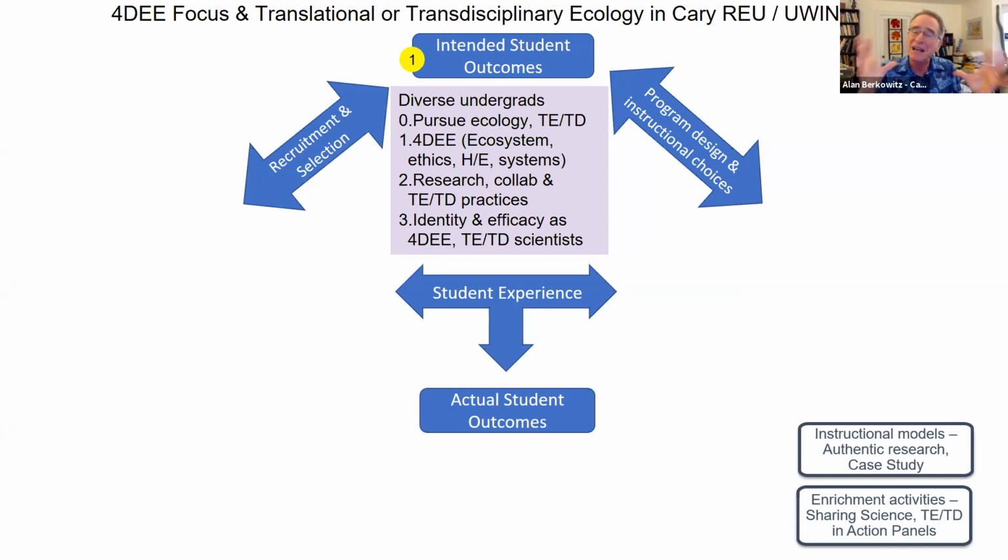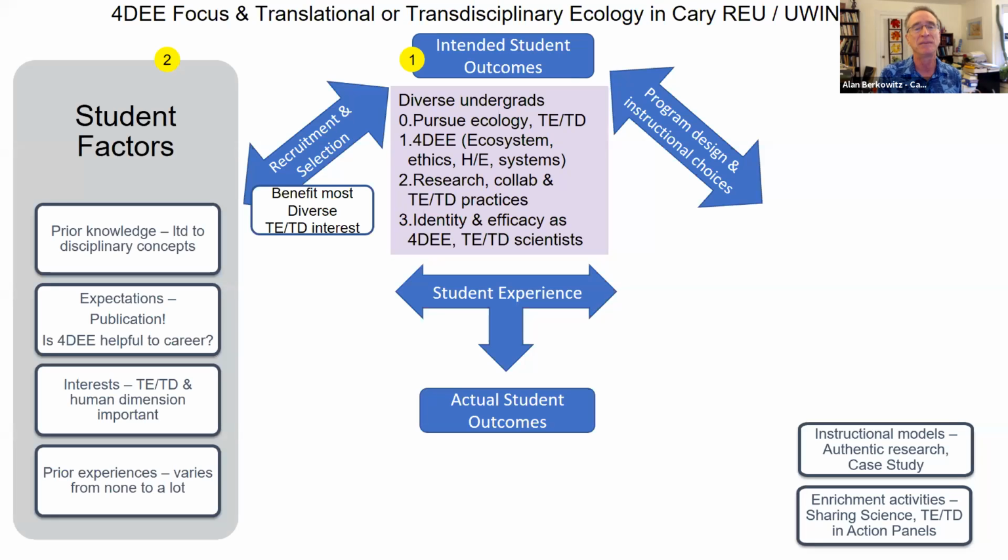So we've had to kind of change our intended outcomes. We have these transdisciplinary and/or translational ecology outcomes that we think facilitate four-dimensional learning. We have explicit four-dimensional cognitive goals. That's the number one. We have skills both in doing research, but also collaboration and these translational or transdisciplinary practices. And we also want the students to go away feeling like, I can do this. I can use 4DEE. I can use translational or transdisciplinary ecology.